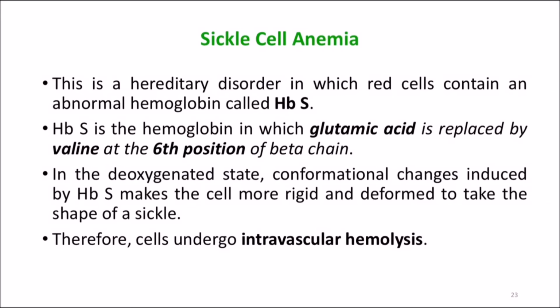Sickle cell anemia is a hereditary disorder in which red cells contain an abnormal hemoglobin called HbS. HbS is the hemoglobin in which glutamic acid is replaced by valine at the 6th position of the beta chain. This you have to keep in your mind. Several times it is asked. The glutamic acid is replaced by valine at the 6th position of the beta chain.